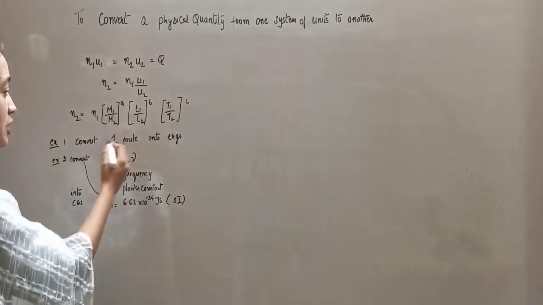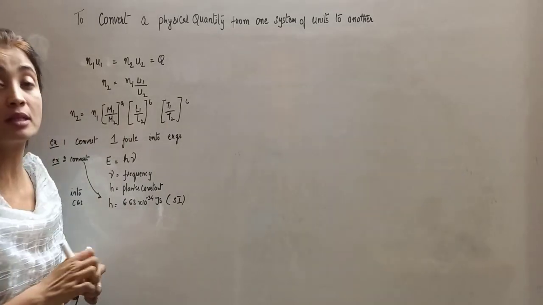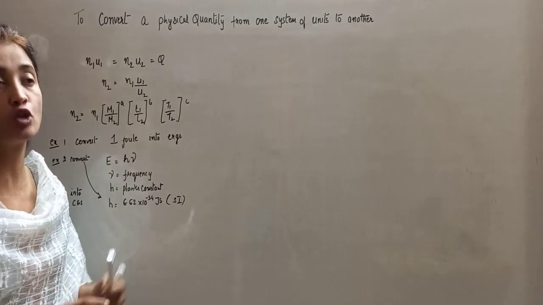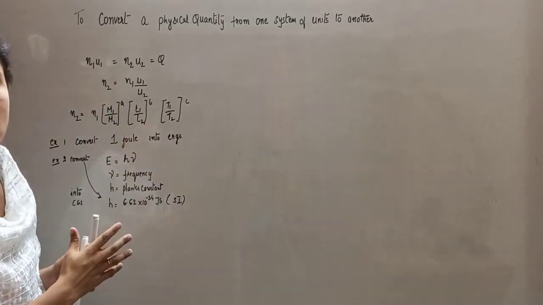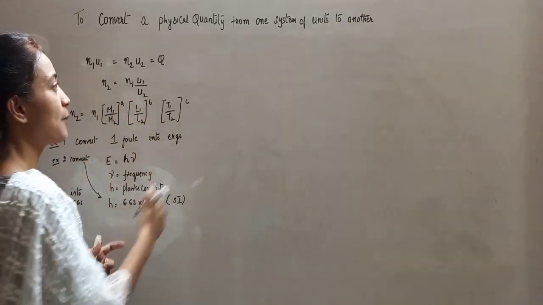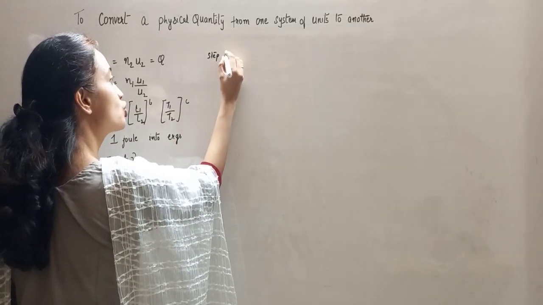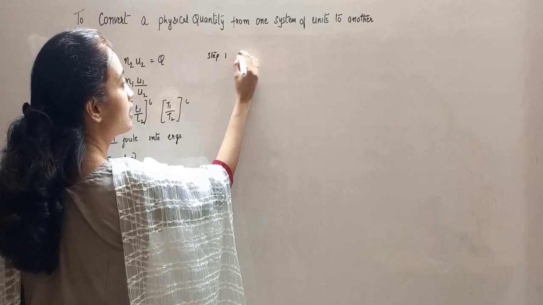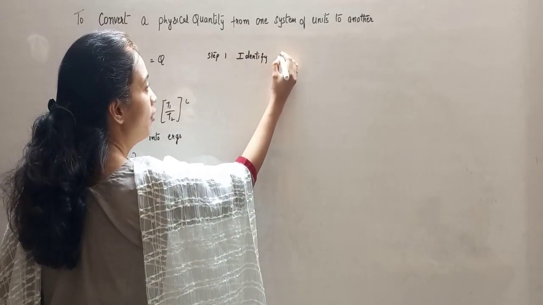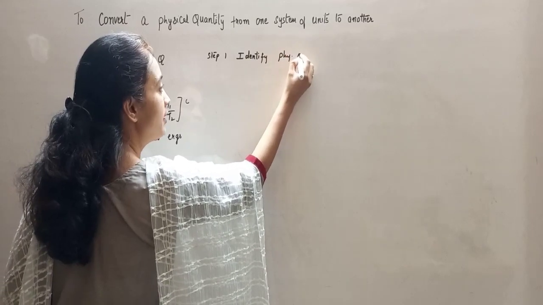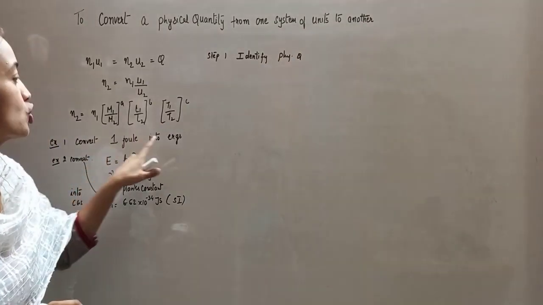So let's start with the first question. Convert 1 joule into ergs. Here you have to follow certain steps. If you follow these steps, you will be able to do all types of questions in this particular segment. So step number one is to identify the physical quantity. We have to identify the physical quantity which needs to be converted. Here it is given as 1 joule into ergs.